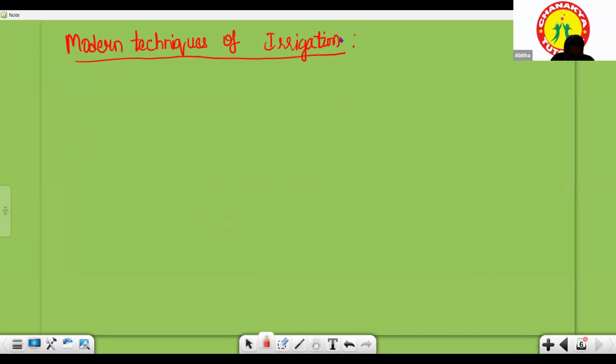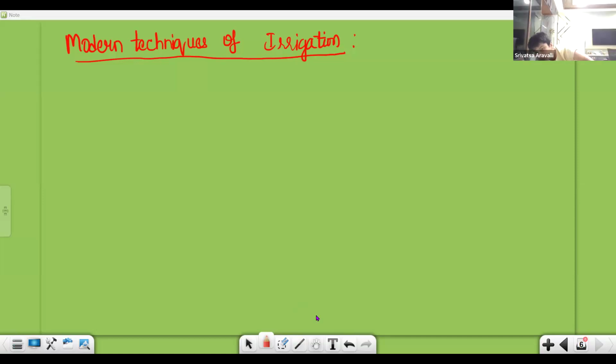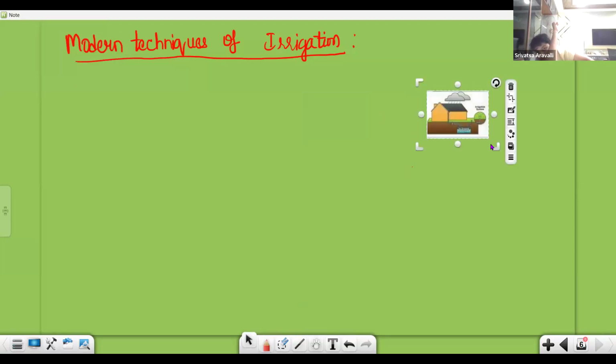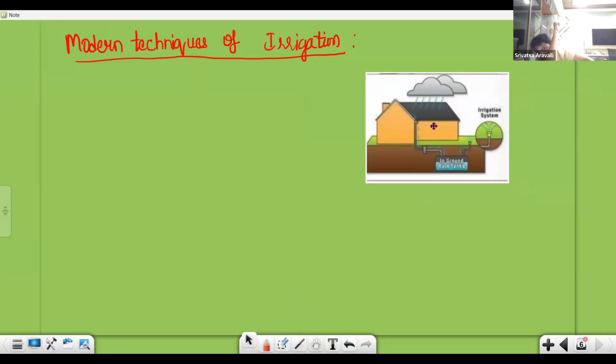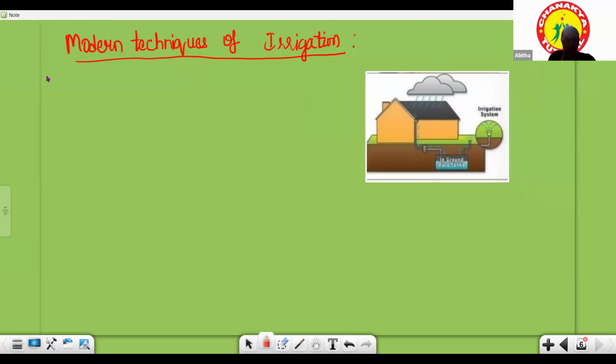So what are the modern techniques of irrigation? In this, the first one is the rainwater harvesting technique. So let me add a picture of the rainwater harvesting technique.